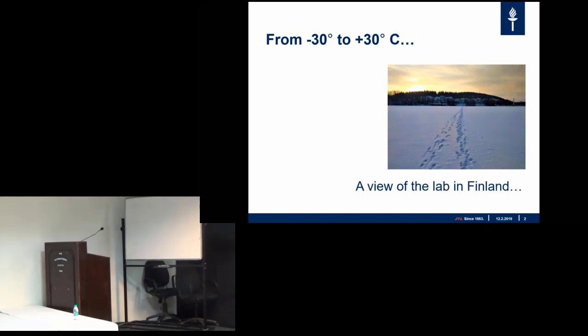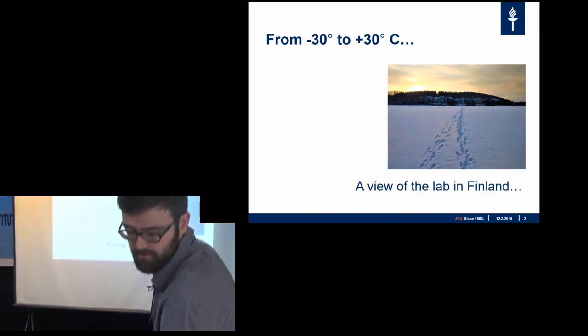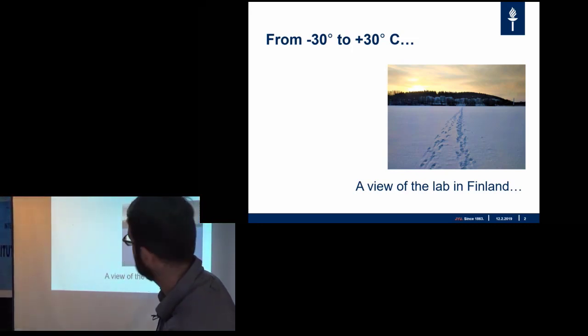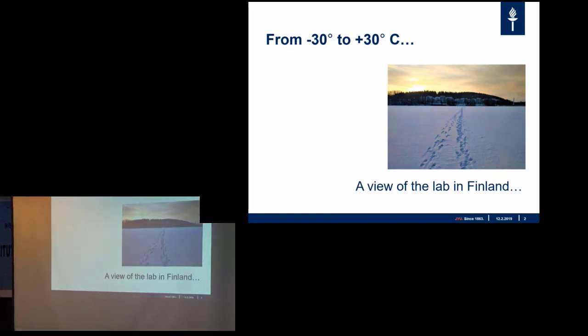So I can go over here. Okay, so the slides are changing on my laptop, but not here, which is not so great. So while we sort that out, maybe a bit of an overview.